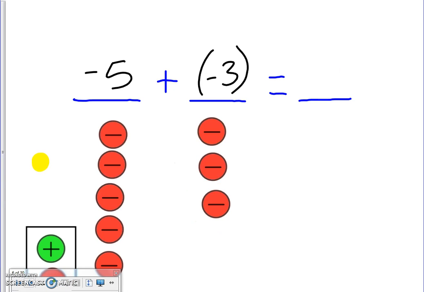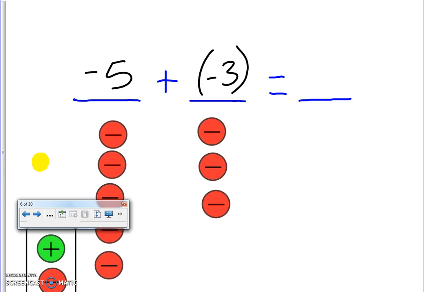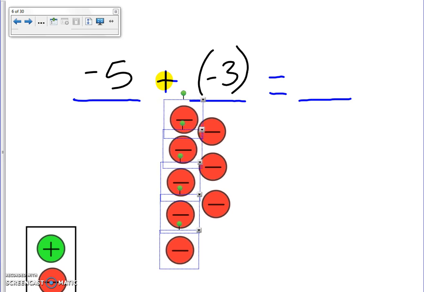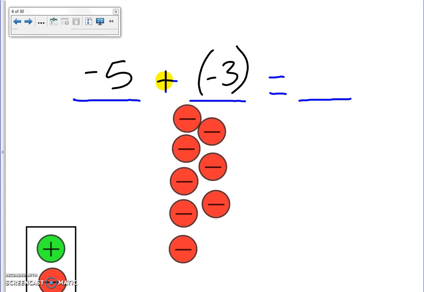There it is. Now this time I need to build a negative 5, so I've got 5 reds. I need to build a negative 3, so I've got 3 reds. And of course now I'm going to add them, which means I'm going to smash them together again. So there's that all smashed together, and in my pile is 8 red chips. That means negative 5 plus negative 3 is negative 8, because I have 8 red chips shown.